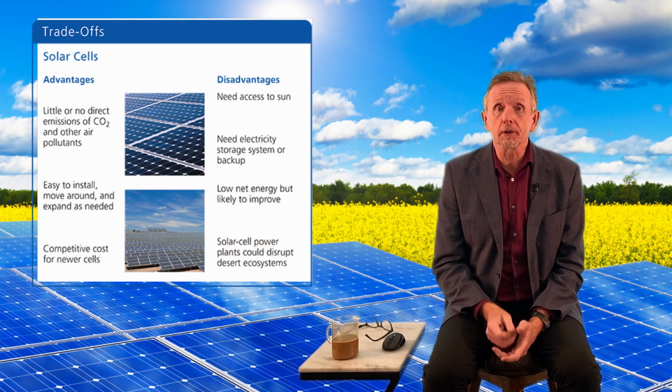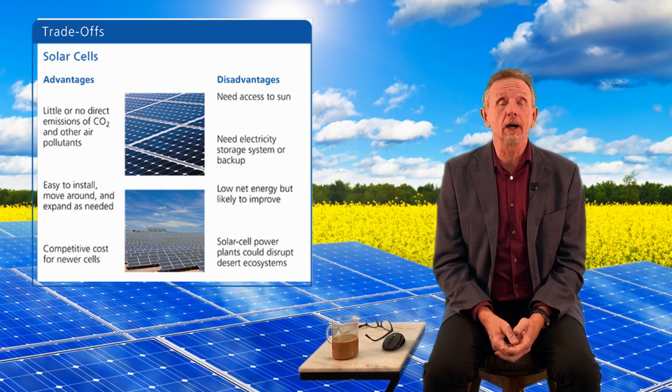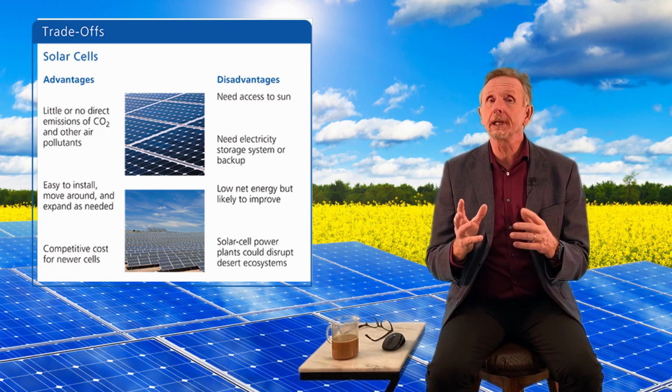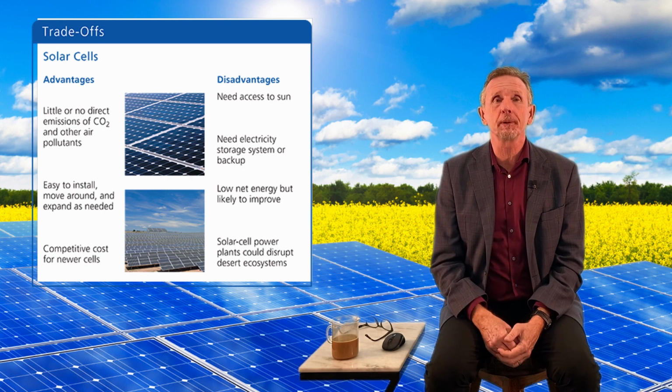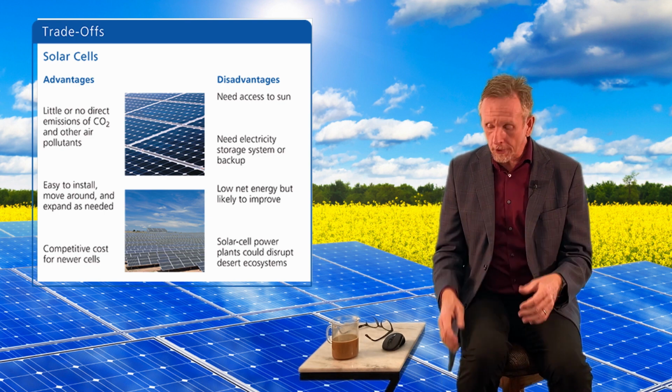When it comes to using solar cells to produce electricity, just like everything else out there, it has its trade-offs, right? Its advantages and its disadvantages. So let's address them real quick. Advantages: very little to no direct emissions of CO2, pollutants, greenhouse gases, you name it, in manufacturing and transporting. But once it's up and being used, no pollution, no CO2. Very strong advantage to it. They're easy to install.